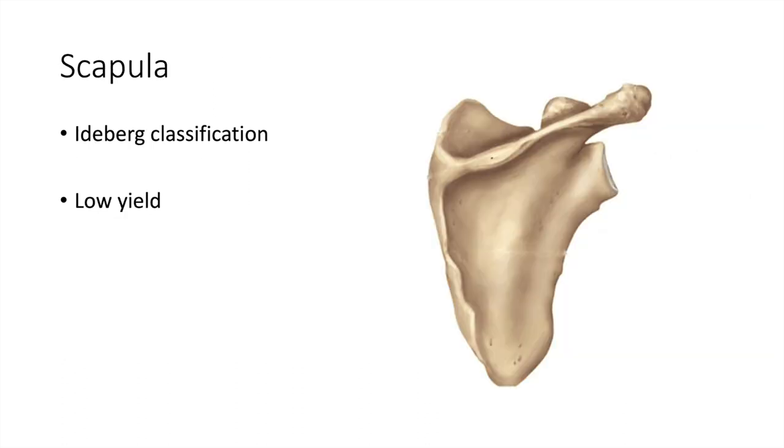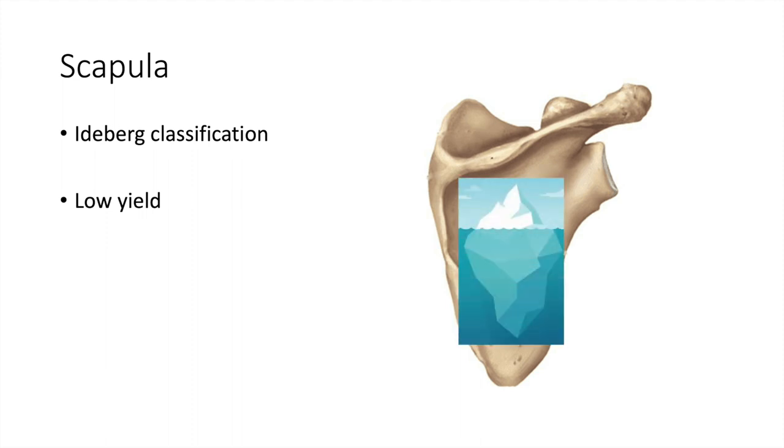Next up is the scapula. You will never be asked this, but I threw it in here because maybe the name may pop up: the iceberg classification. The scapula is shaped like an iceberg, so when I see iceberg, I think iceberg classification.